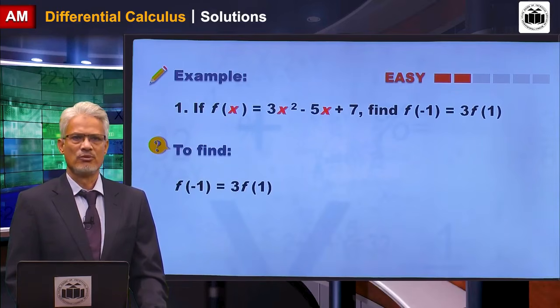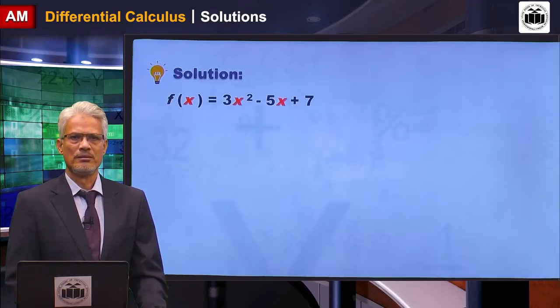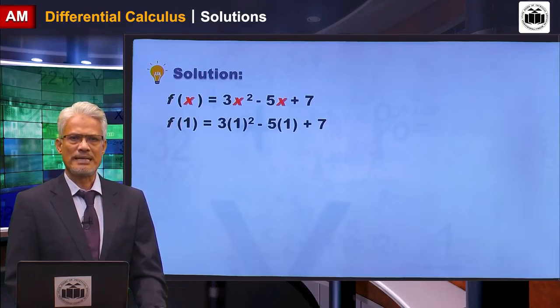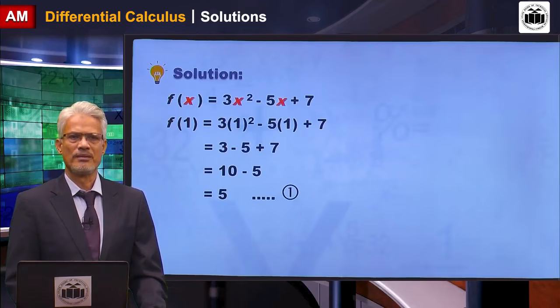First of all, to find the value of f(-1) is equal to 3f(1), we will put the function f(x) is equal to 3x square minus 5x plus 7. Then we will find the value of f(1). We know x is replaced by 1 at each and every step. By substituting x is equal to 1, we are getting f(1) is equal to 5.